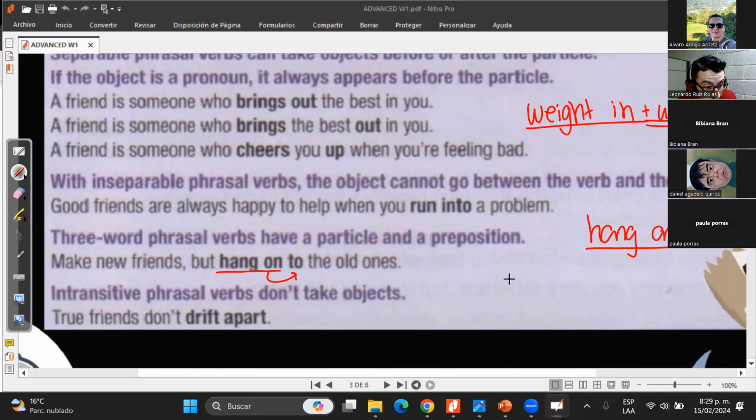Or for example, we have the meaning break up. What is the meaning of break up? Do you remember?